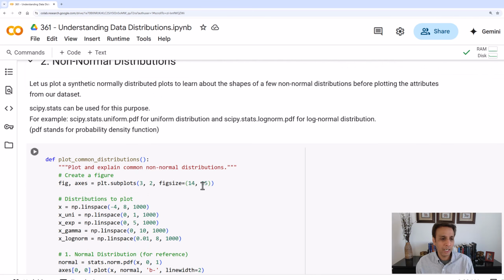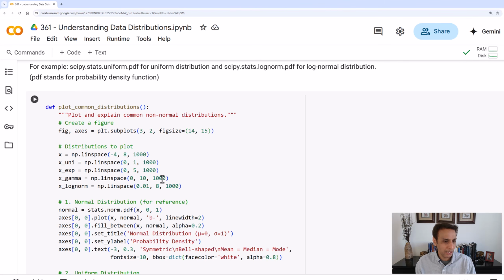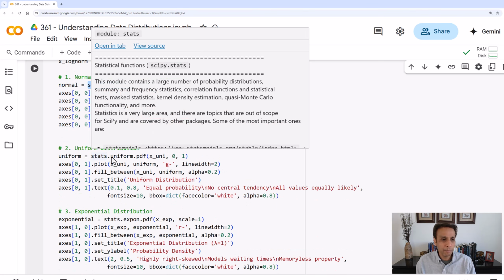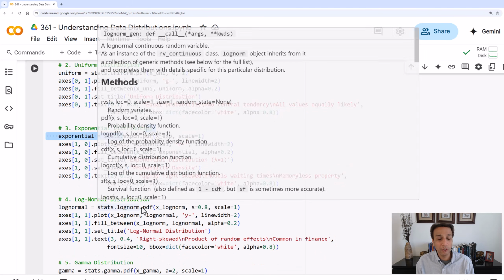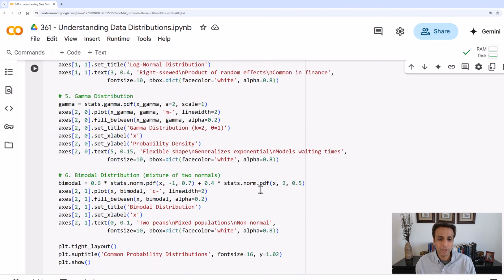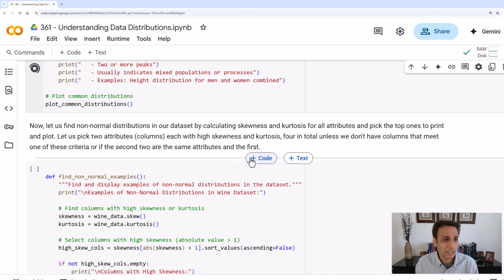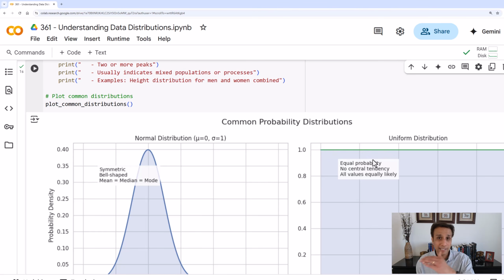And again, here I am just plotting a few synthetic data. For example, this is the normal distribution, norm.pdf. From stats, you also have uniform.pdf, a uniformly distributed one, and exponential distributed and log norm distributed and so on. These are exactly the same plots I showed you earlier in the presentation. So let's go ahead and run it for the sake of completeness so you can see exactly how they look. And again, the uniform distribution has the same value.